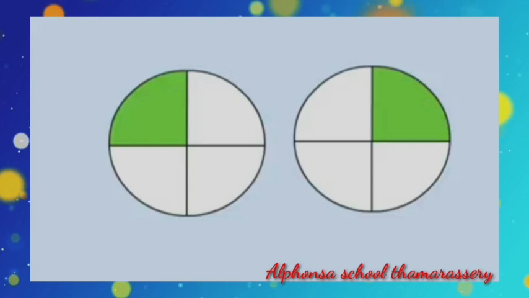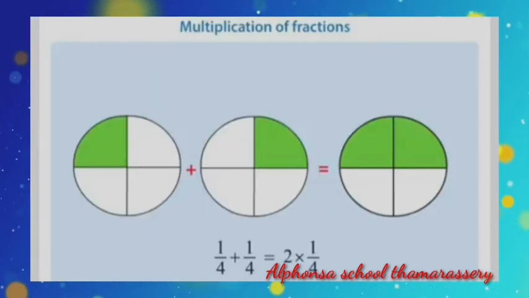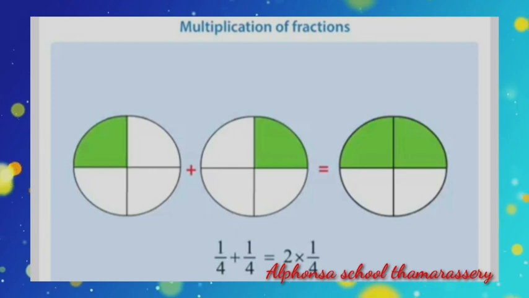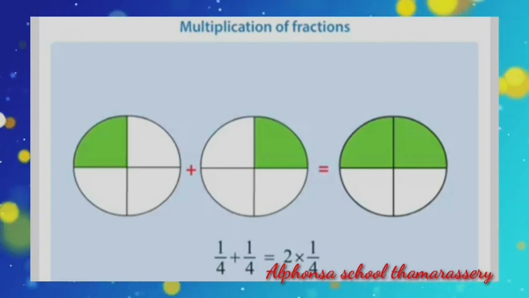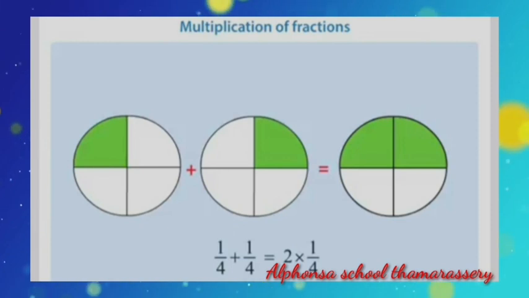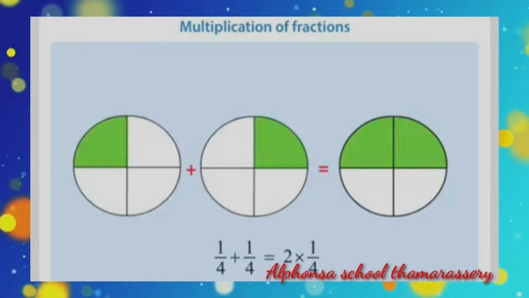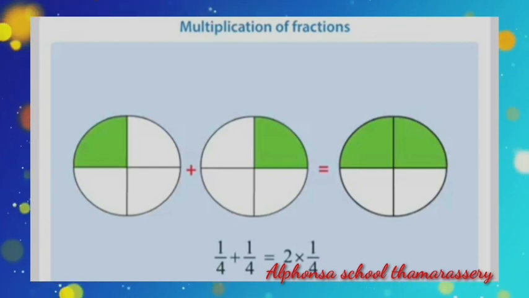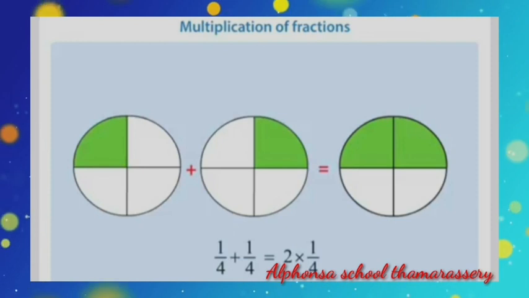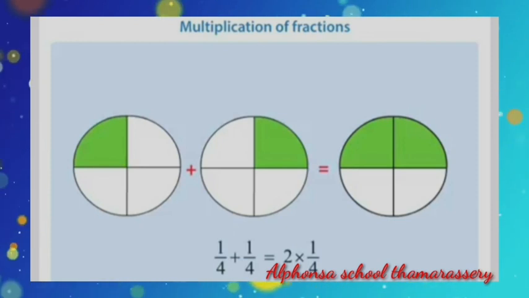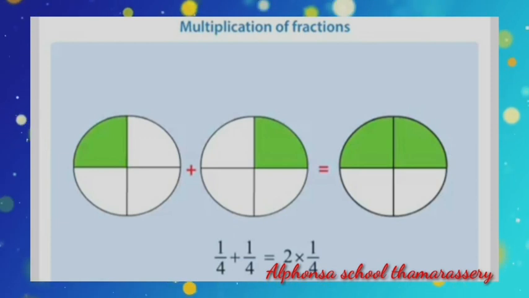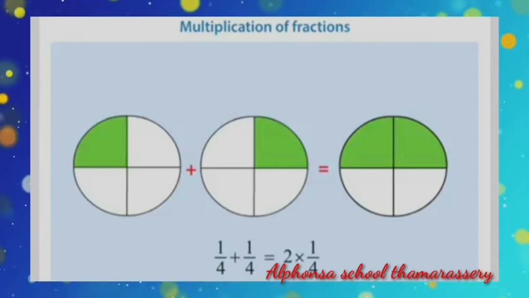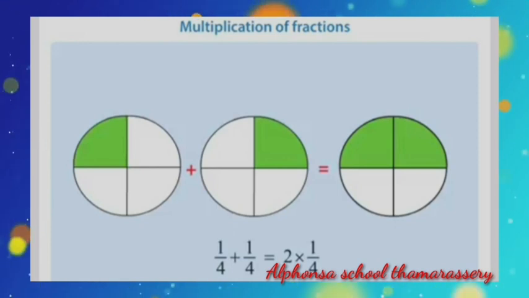They will represent 1 by 4 plus 1 by 4, which is equal to 2 times 1 by 4, that is 2 into 1 by 4. Combining the two shaded parts, we get a figure like this. What part of a circle does the shaded part in the figure represent? It represents 2 by 4 part of a circle. Out of 4 equal parts, 2 parts are shaded. So the shaded portions in the first figure taken together are the same as the shaded portion in the second figure. That is, 2 into 1 by 4 is equal to 2 by 4.